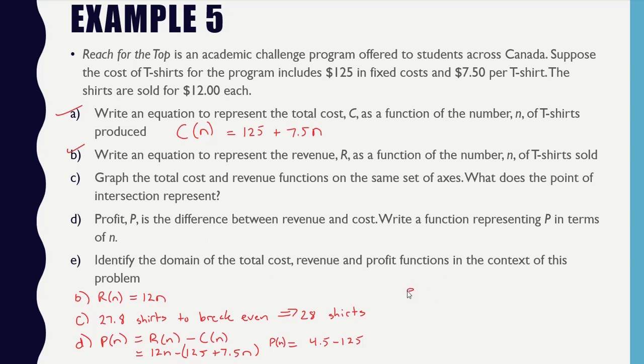So then we have E, identify the domain of the total cost, revenue, and profit functions in the context of this problem. Well, our domain is based off of our x, which in this case is N, and N is our number of shirts. Well, N must be such that N is greater than or equal to 0. We can't sell less than 0 shirts. Now, N can't be a real number because you can't sell part of a shirt. So therefore it has to be a whole number as well.